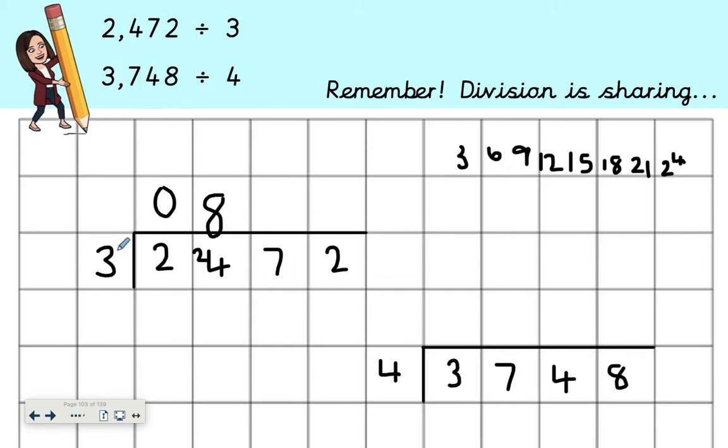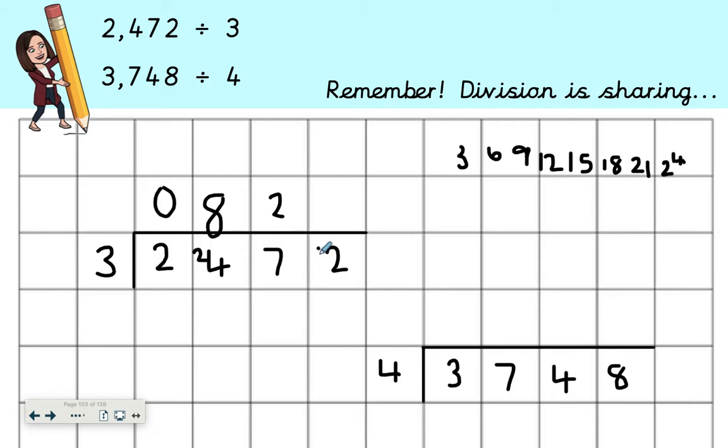So how many 3's go into 7? I've got 1 3, 2 3. I can't go any further because that will give me 9. So 2 of them go in, but I've got 6 from the 2 3's, and I need an extra one to get to 7.